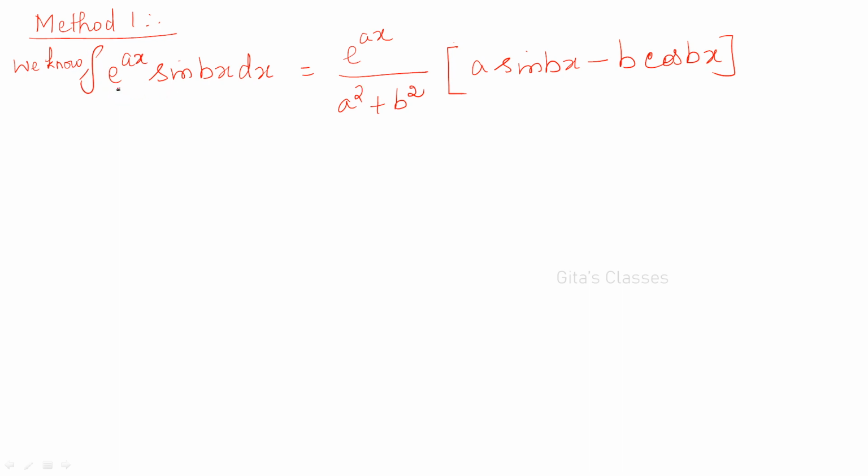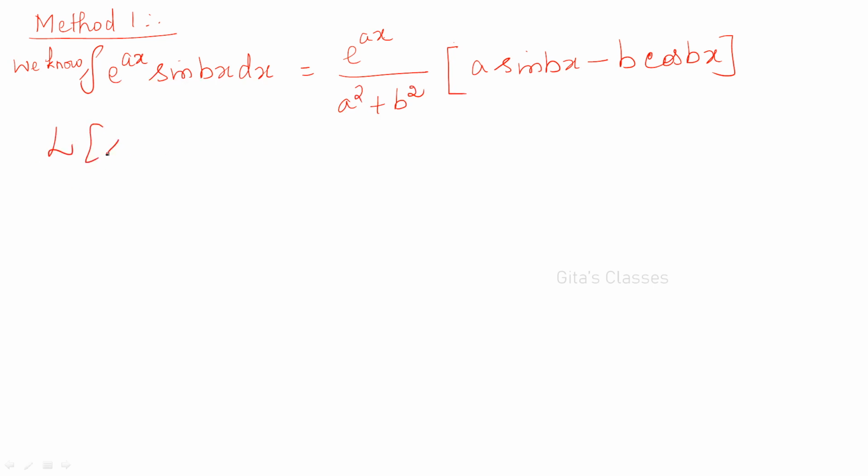We know the formula: the integral of e power ax into sin bx dx is equal to e power ax by a squared plus b squared into a sin bx minus b cos bx. Here remember, for sin you have to start with a sin bx, and for cos we have to start with cos, and for cos it is plus, for sin it is minus. So a sin bx minus b cos bx. We have to remember this formula.